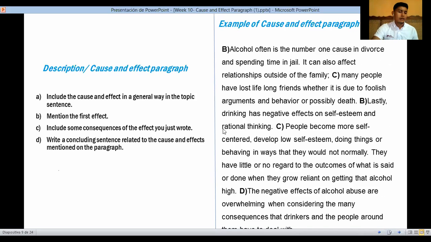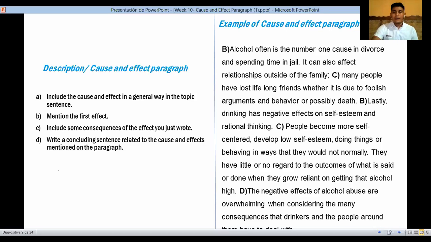Well, we continue with the literals. On the left side, we have another literal, letter D, a concluding sentence related to the cause and effect mentioned in the paragraph. And on the right side, we have literal B: alcohol often is the number one cause of divorce and spending time in jail. This literal mentions the effects it can have on relationships outside of the family.